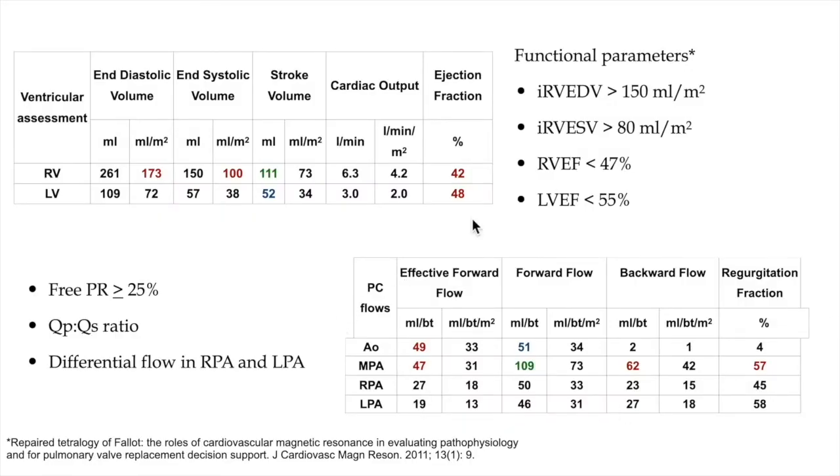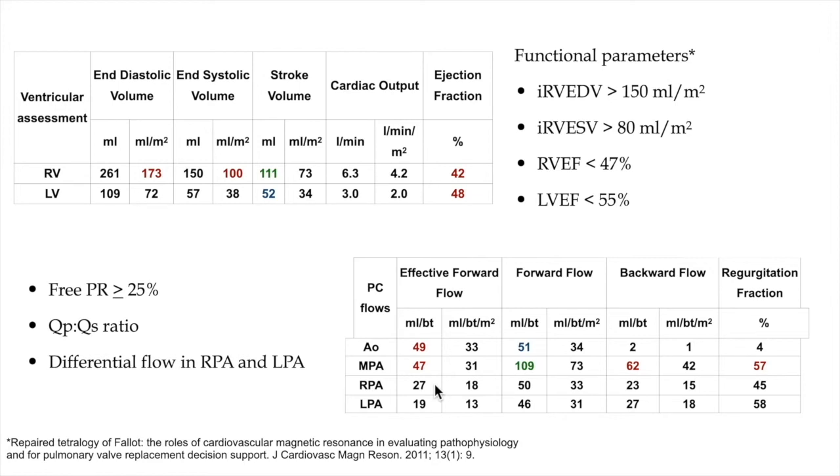So this is the Q flow assessment across the aorta and MPA. In MPA, forward flow is 109, which matches closely with the stroke volume of RV. The effective forward flow is 47 and the backward flow is 62. That becomes a regurgitation fraction of 57%. The effective forward flow in the aorta is 49. So the QP by QS ratio is almost equal to 1. So there is no significant shunt in this patient.